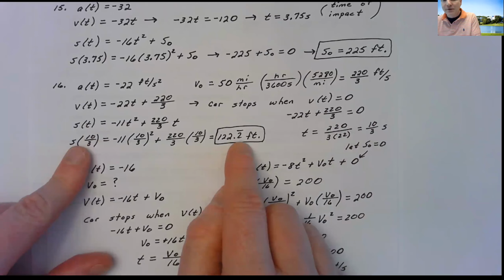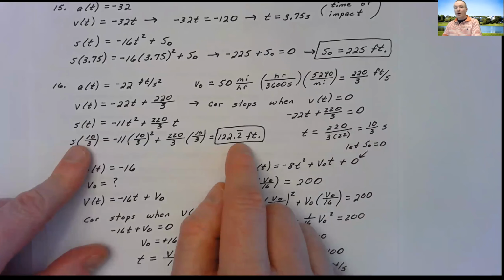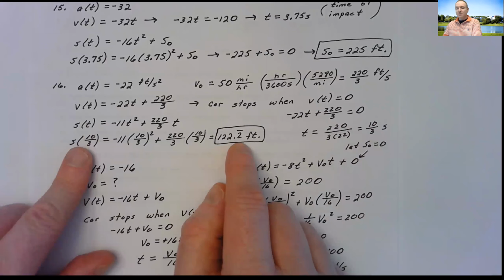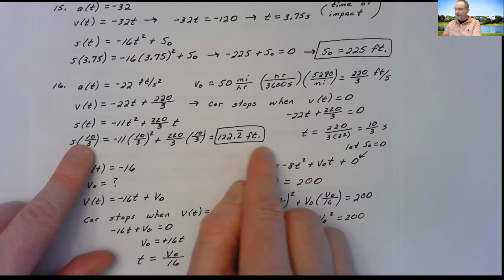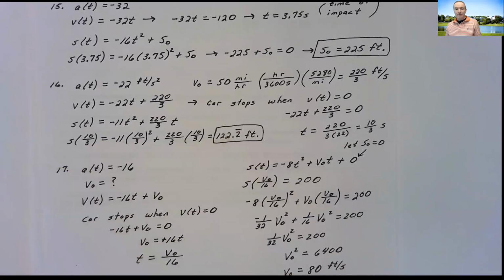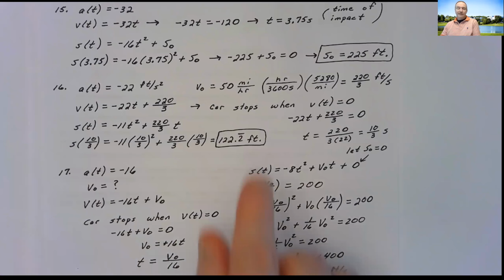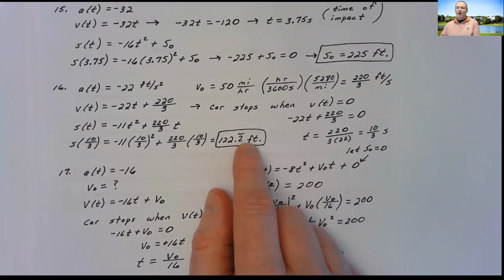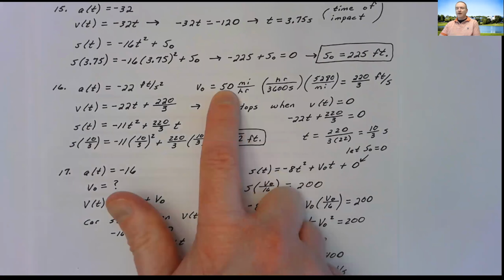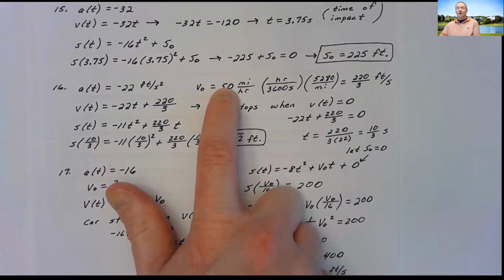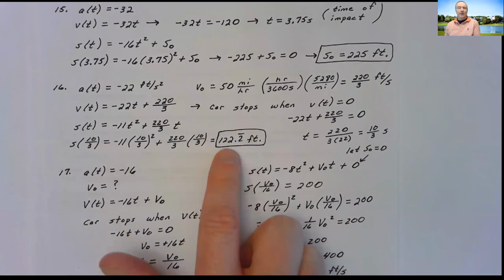For a final answer, it's probably better to have the non-fractional answer so you can see it's just a little bit more than 122 feet. But I did put the line over that to show that it's still a precise answer. So this would be 122 and 2/9 or 122.2 repeating feet. That's a decent stopping distance, although since the car was just going 50 miles per hour, that's really not that decent. Maybe it's like a school bus or something like that.